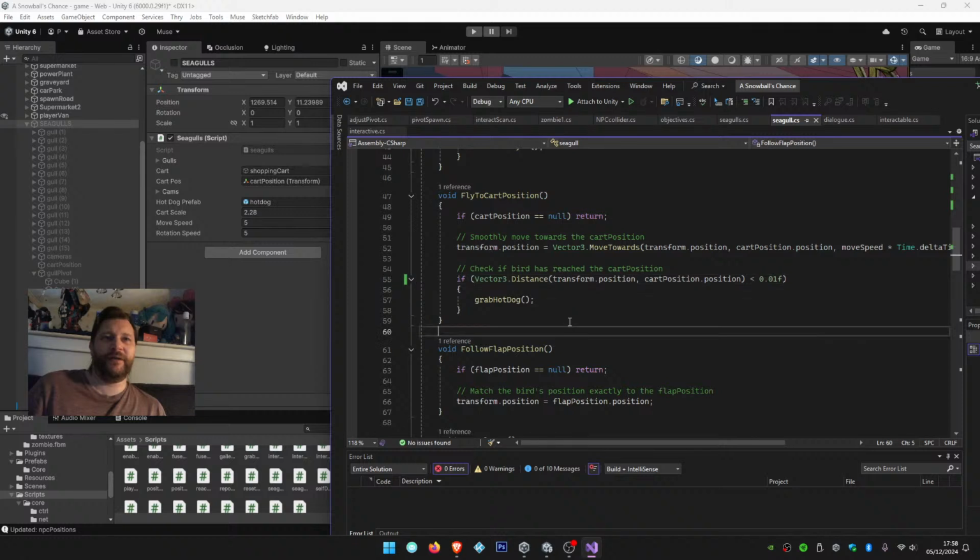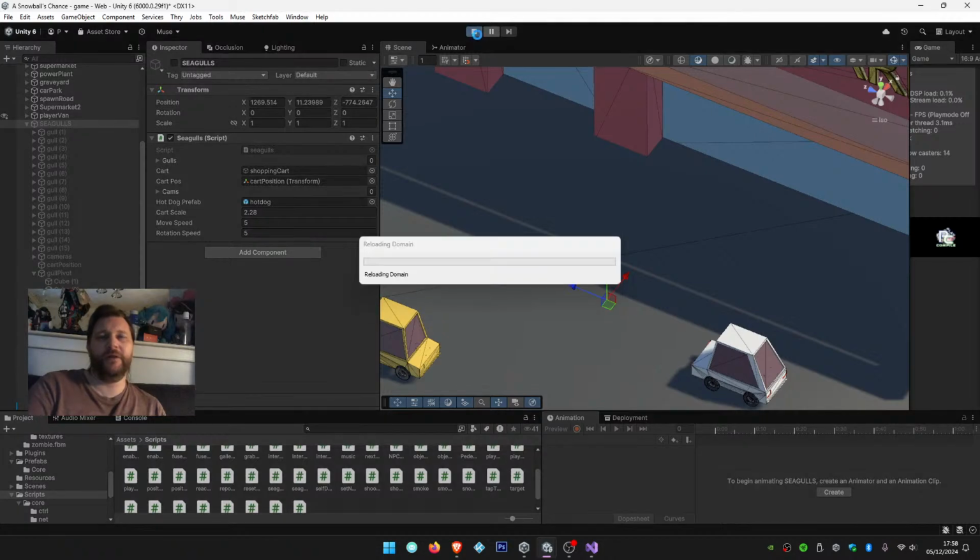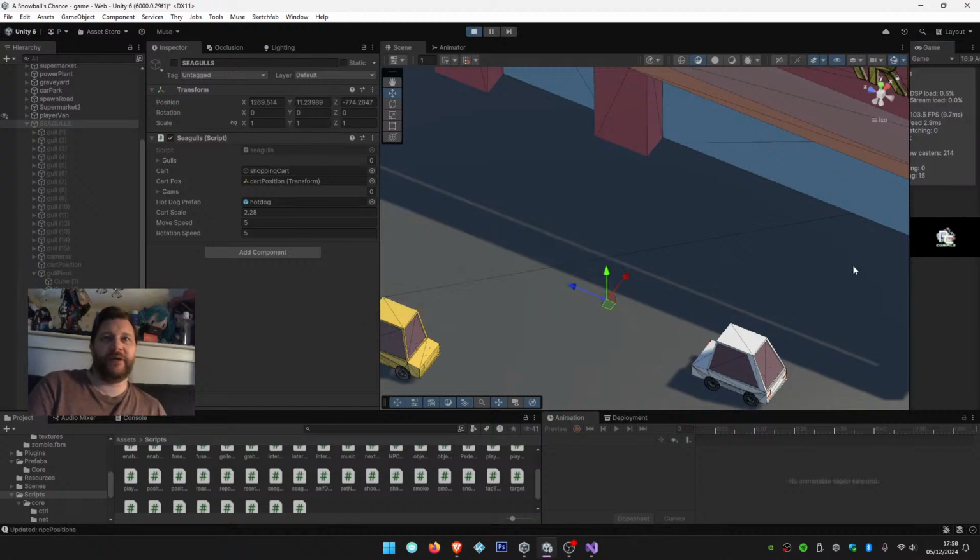Something's not right with this. And then they're meant to grab the hot dog, which is when we spawn the hot dog in the grasp of the Seagull, and then they change states and they go into their swoop position state, but they kind of teleport there, which they're not supposed to do.